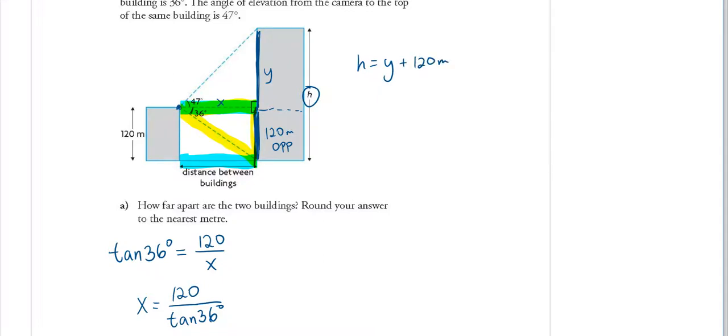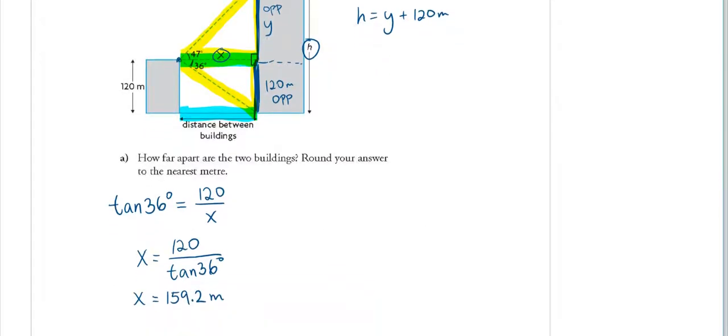Now to get that y, I'm going to look at the triangle above made by 47 degrees here, and I can recognize my y as my opposite side. And I now have x calculated, which is my adjacent side. So again, I can use the tangent ratio. The tangent of my marked angle, which would be 47 degrees in this triangle, is equal to the opposite side, which is y, divided by the adjacent side, which is x, and I already calculated x to be 159.2.